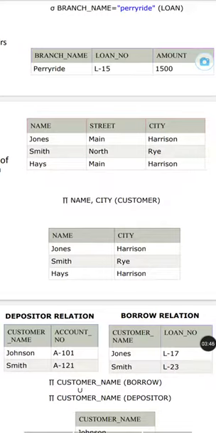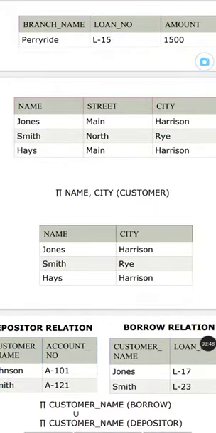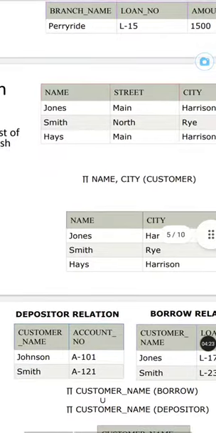Here is another example for the project operation with the table named customer, having name, street, and city, with 3 tuples. The query is pi name, city of customer. Just select the name and city attributes of the relation customer. It displays the name and city itself. It will hide, or neglect, the street attribute from the resulting relation. So this is the concept of the project operator.